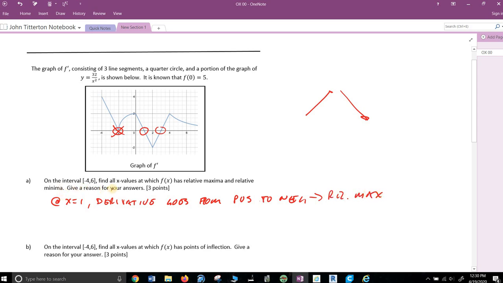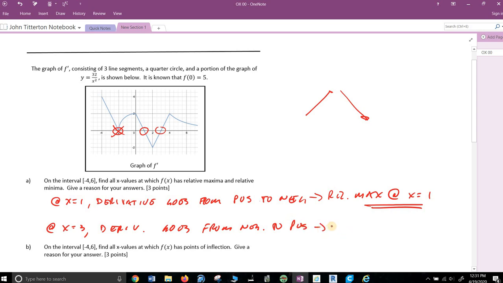and make sure we read the question. Find the x value for relative max at x equals 1. And then at x equals 3, the derivative goes from negative to positive. So it's going to be a relative min at x equals 3.